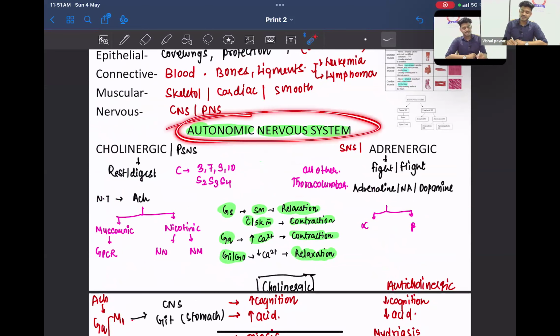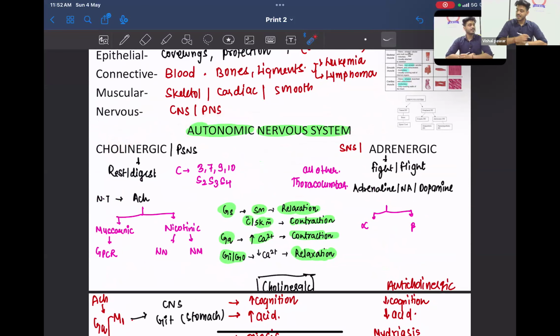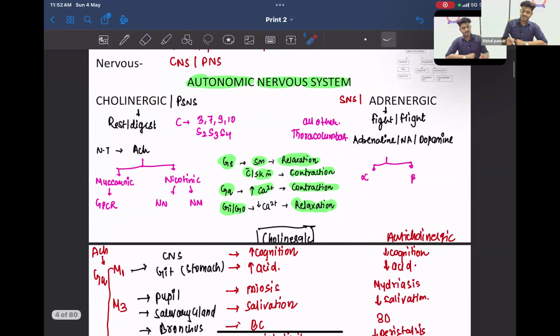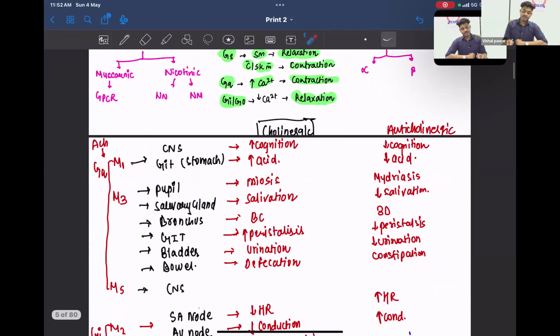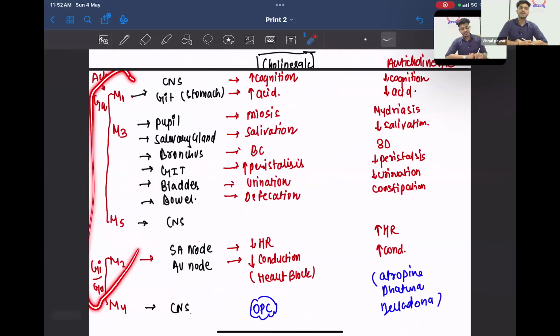So autonomic nervous system, how many parts? Cholinergic and adrenergic. Cholinergic is also known as parasympathetic. Adrenergic is also known as sympathetic. What is the neurotransmitter of the cholinergic nervous system? Acetylcholine. What are the receptors? Muscarinic and nicotinic. There are five muscarinic receptors. How will you remember? M1, M3, M5, M2, M4.